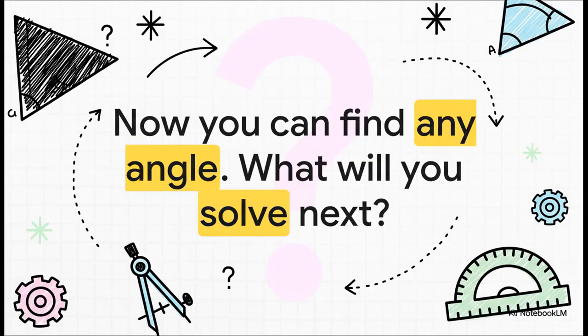And there you have it. You now have two rock-solid, reliable ways to solve for any missing angle in a right triangle. You're ready to tackle those problems that might have seemed impossible before. So the only question left is, with this new skill in your back pocket, what are you going to solve next?